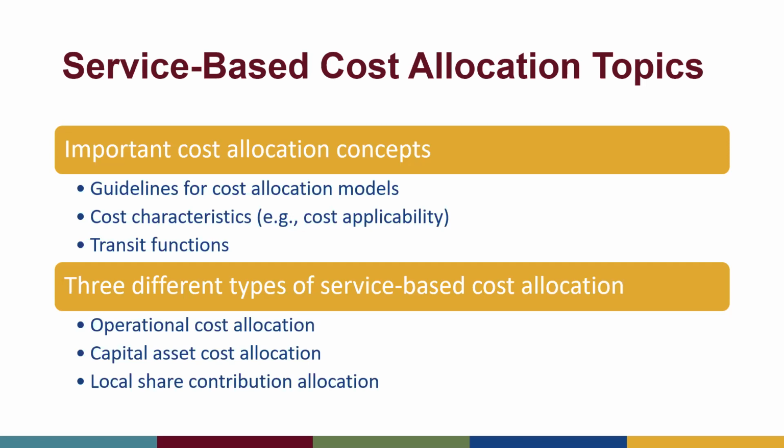But we also have a section on capital asset cost allocation. What are some ways to allocate your capital assets? And then also, what if you are asking for local share from counties or cities or other groups locally that you may be serving? If you want some sort of contribution, how can you come up with a transparent and replicable way to do that? That's what we call local share contribution allocation.